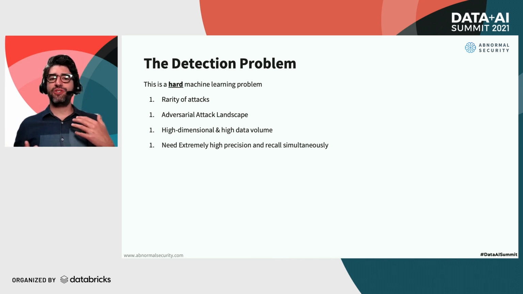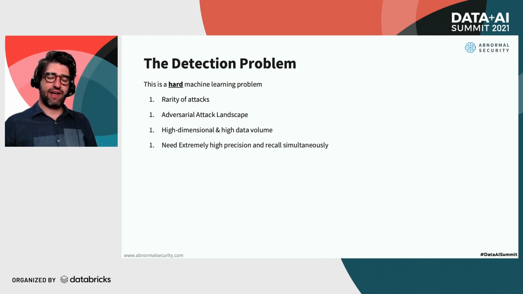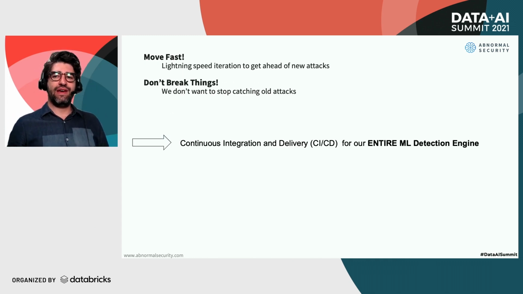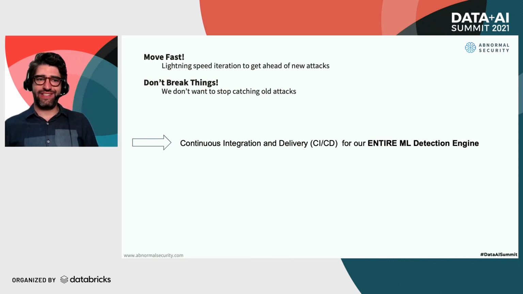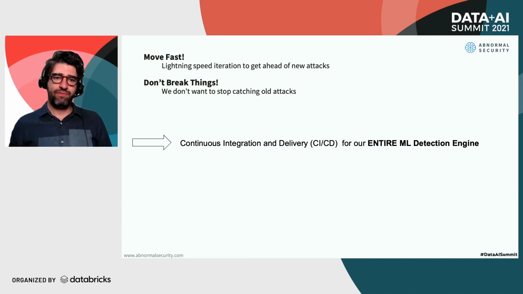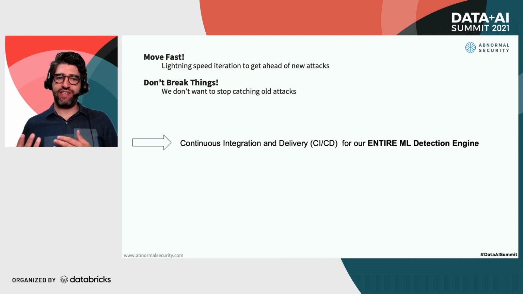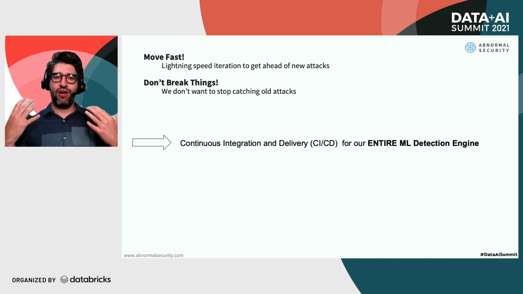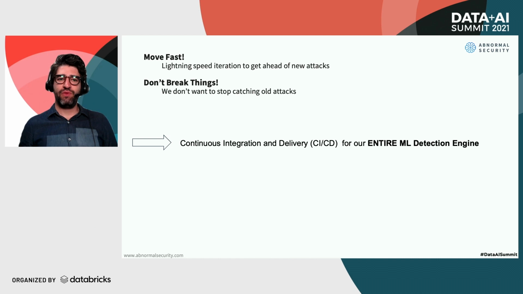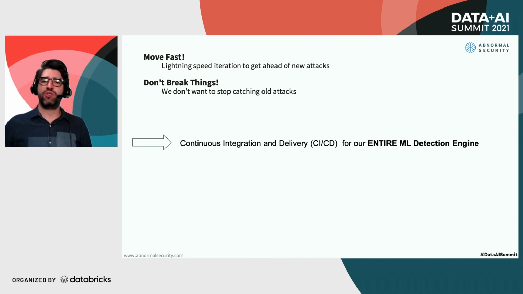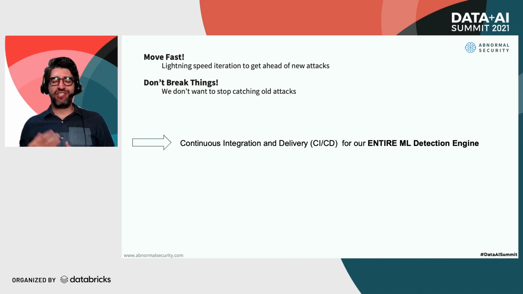So how do we do this, and how does this relate to the topic of this talk? We have a strategy for going after this. We have to move fast. We have to have a lightning speed of iteration to get ahead of new attacks. But we have to move fast and not break things. Breaking things means our system no longer catches attacks that we previously caught. That means possibly opening up an organization to a very damaging breach. So unlike the old adage, move fast and break things, which was more in the light of an early consumer-facing company, in the case of this cybersecurity product, it's very, very important not to break things.